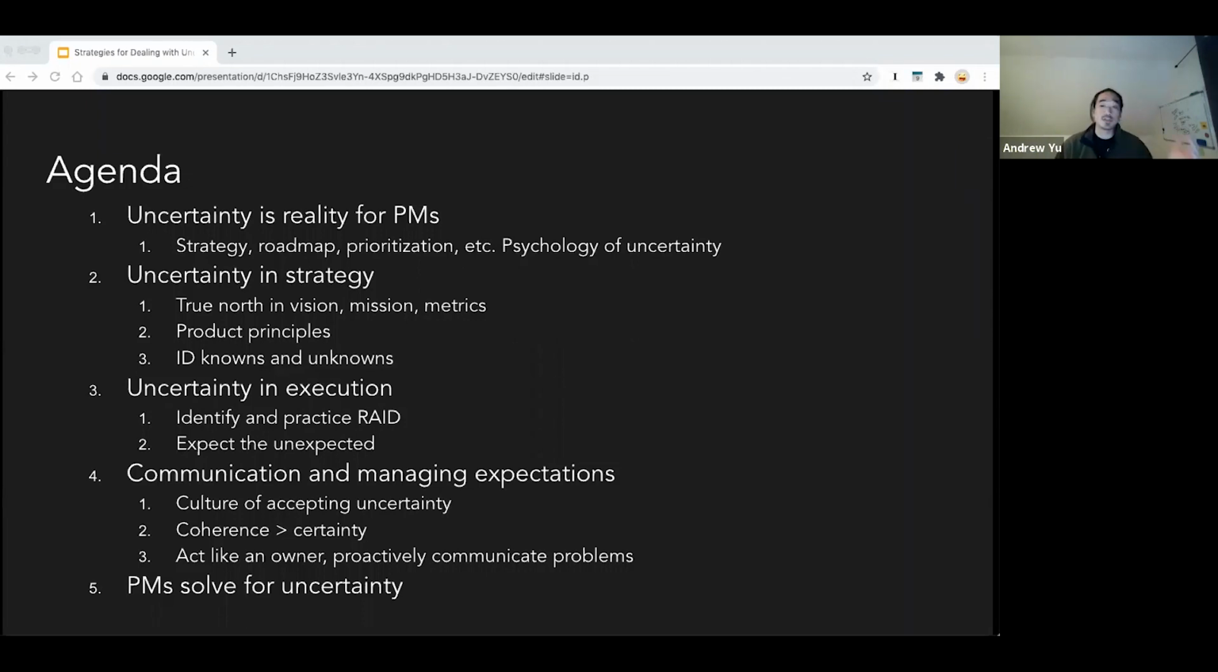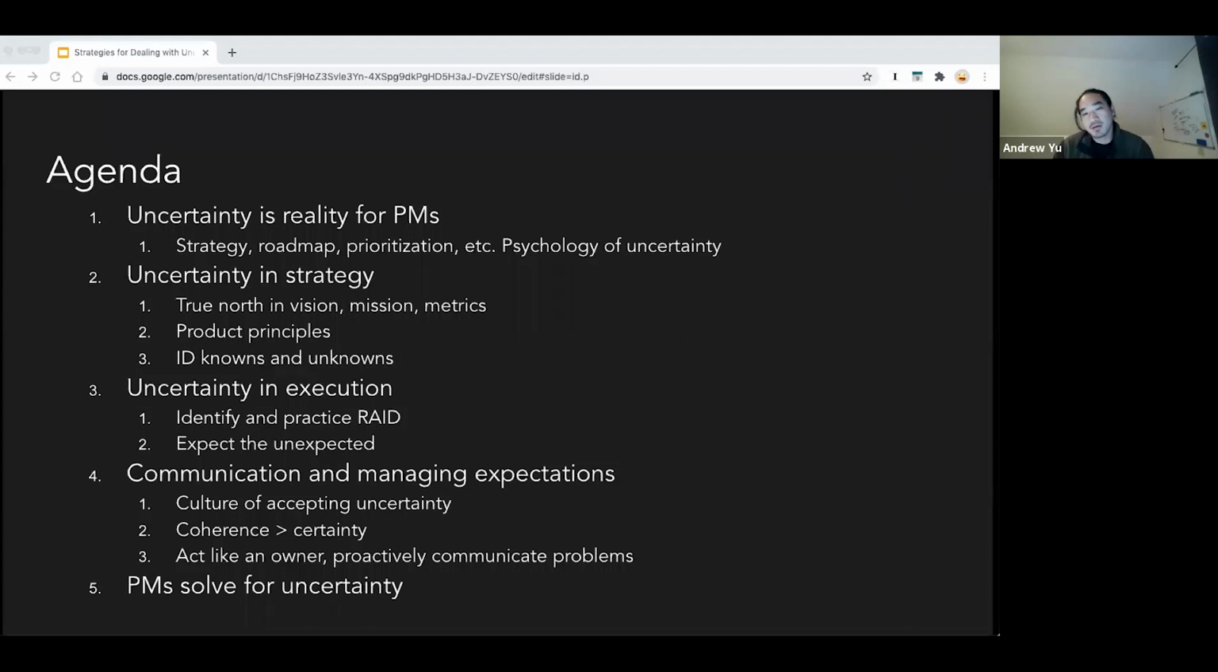And then we're going to dive into these individual sections about what uncertainty in strategy looks like specifically, how having true norths and vision and mission and metrics can help, and having product principles will really help as well. Then we'll talk about uncertainty in terms of how to manage expectations and timelines. We'll talk about RAID, which is a nice framework for doing this: risk, assumptions, issues, and dependencies.